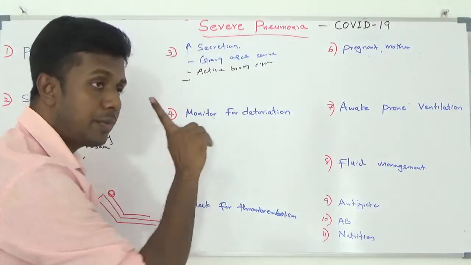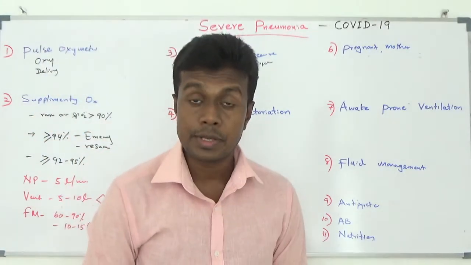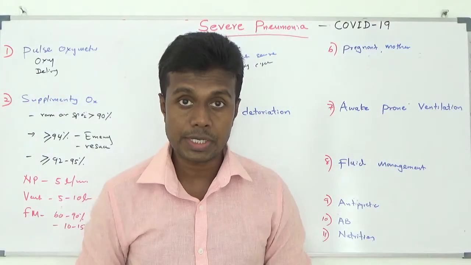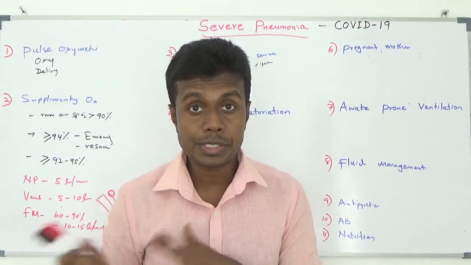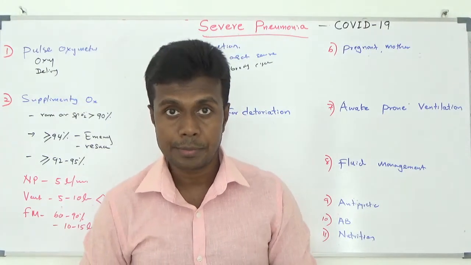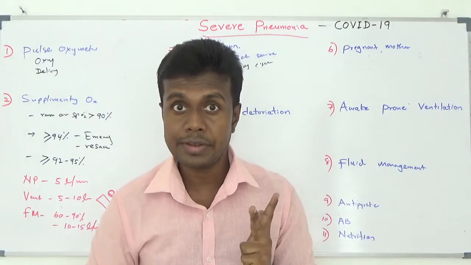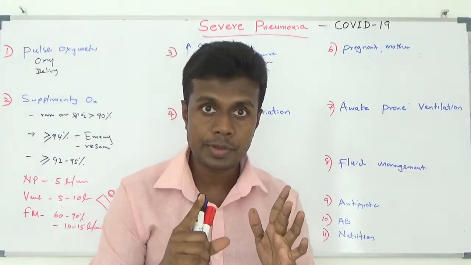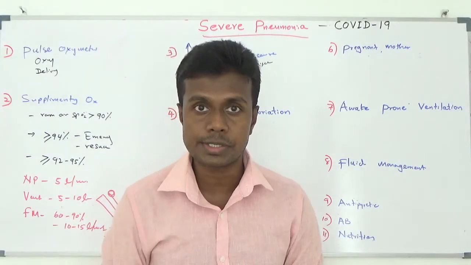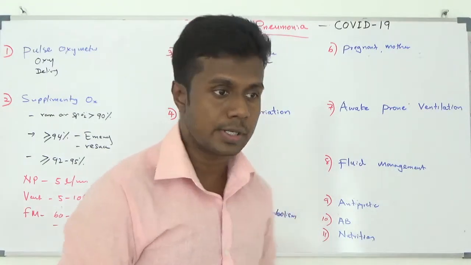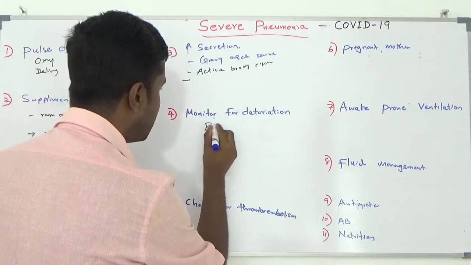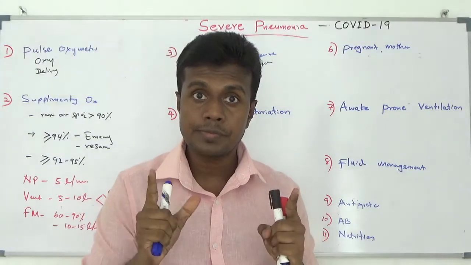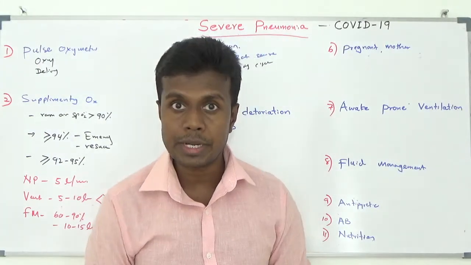Number 4, monitor for deterioration. This patient can rapidly go into a critical stage. Critical stage means those patients need life-sustaining treatment, and may have ARDS, sepsis, or septic shock mainly. So for that, keep an early warning score system for this patient. Also, you have to monitor your patient not only clinically but biochemically and hematologically.